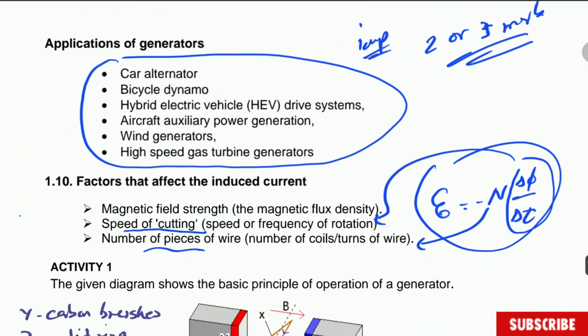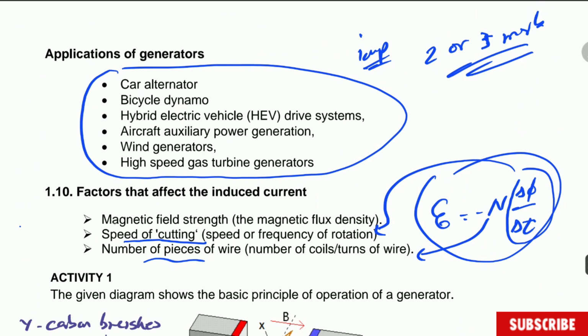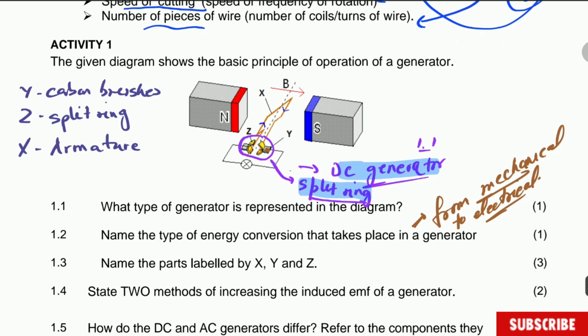Now, state two methods to increase the induced EMF. Guys, we just mentioned that one. It is right here. By changing the magnets for stronger ones, by rotating the generator faster, or by increasing the number of wires in the armature.